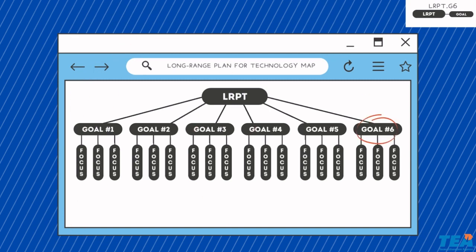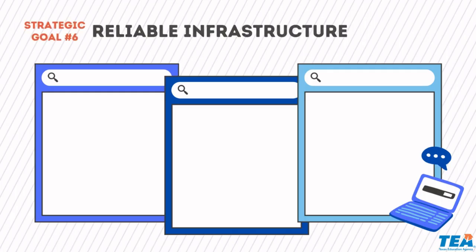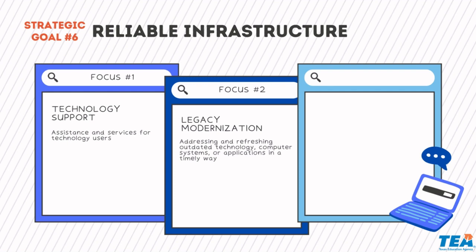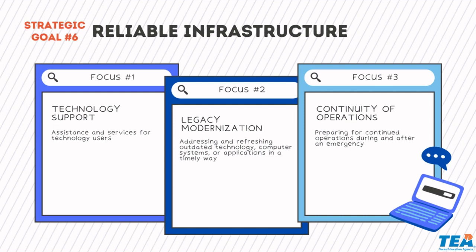Now that we have introduced the strategic goal, let's review the focus areas. There are 3 focus areas to help guide the realization of this goal. Focus area number 1, technology support. Focus area number 2, legacy modernization. Focus area number 3, continuity of operations.